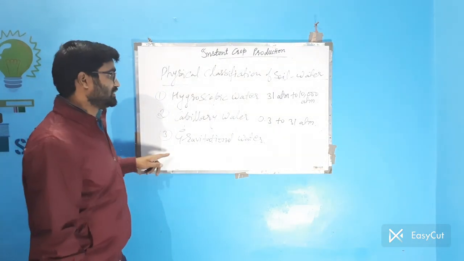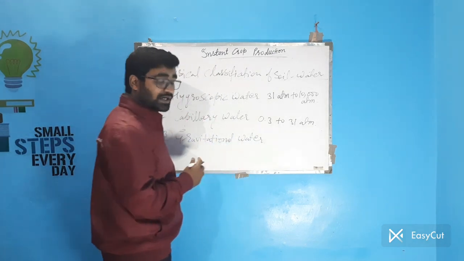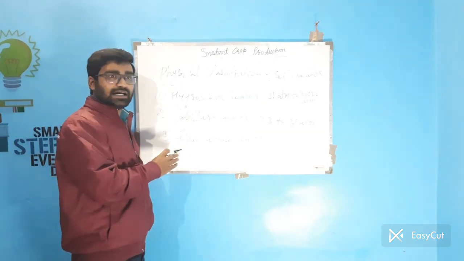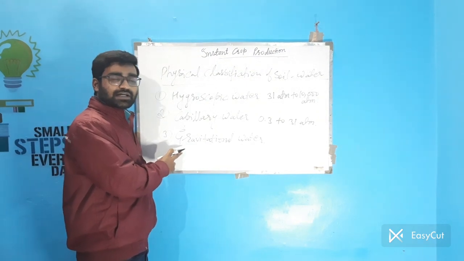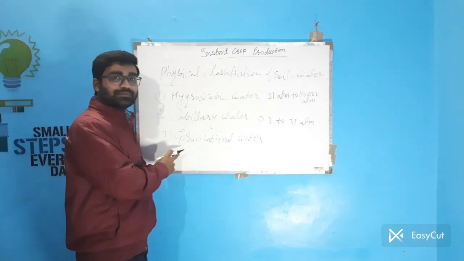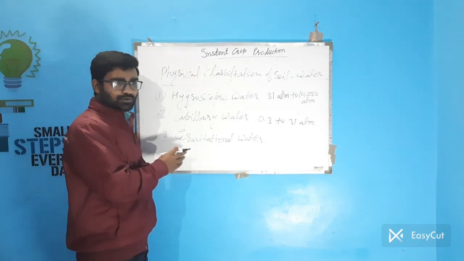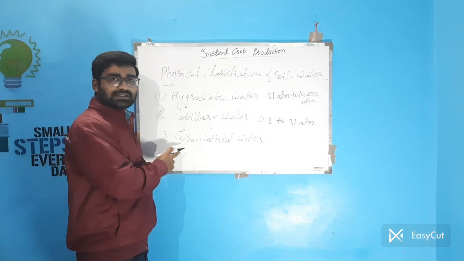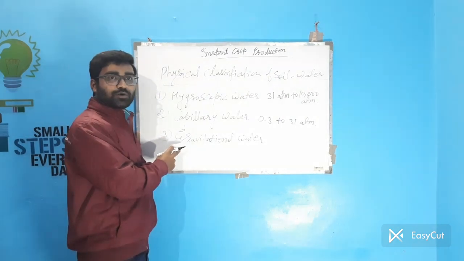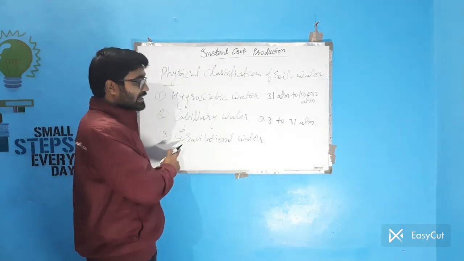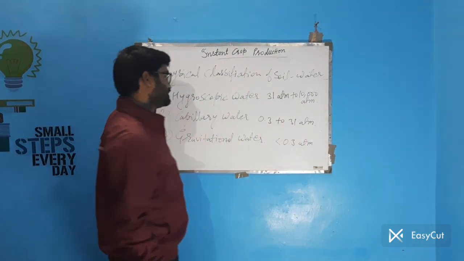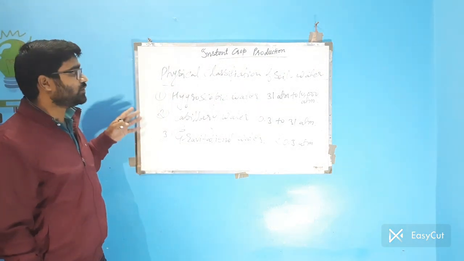Next one is the gravitational water. This water is actually a superfluous water which flows with the gravitational force, and this water is also not available for plant growth. After the rain or irrigation, the water generally present in macropores drains out. This water may leach out the salt and the nutrients which we applied for the crop. So this water is actually harmful from the production point of view. This gravitational water is held at a tension of less than 0.3 atm. So this is the physical classification of water.